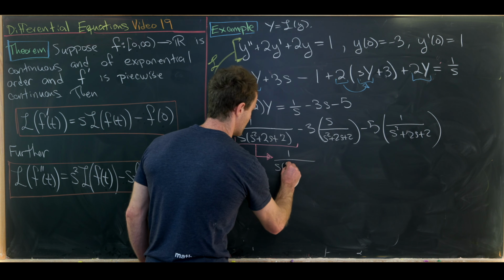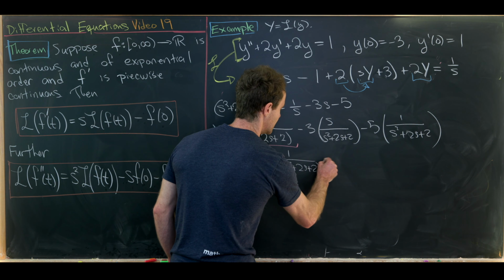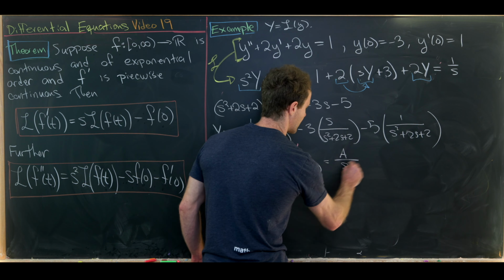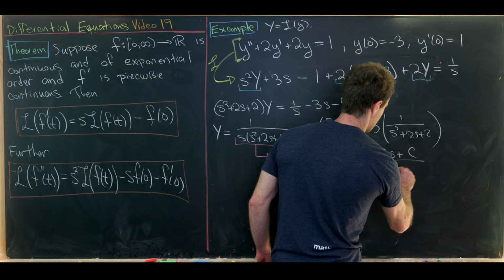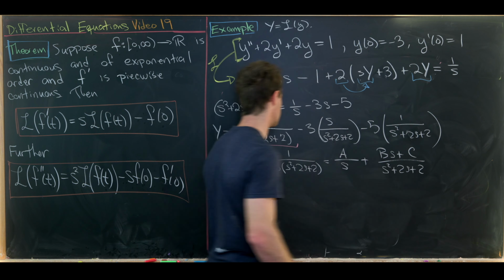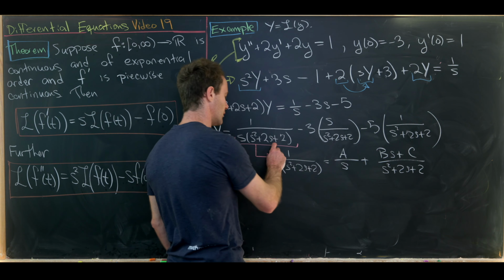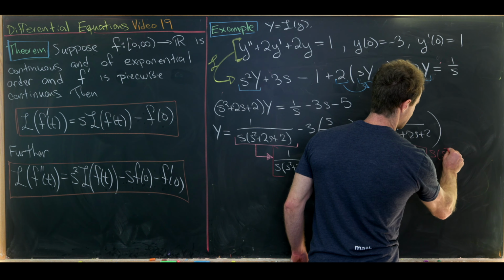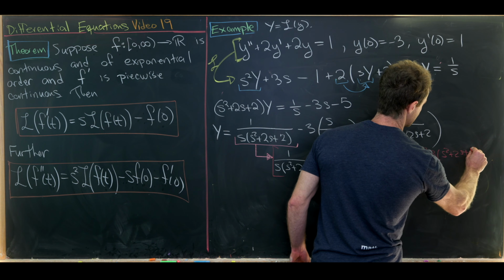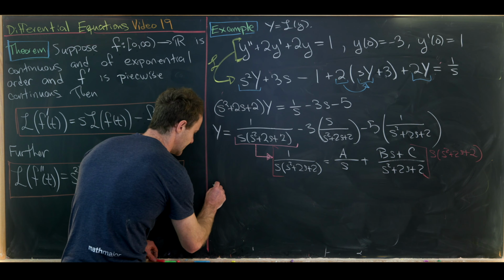So that means we'll take 1 over s times s squared plus 2s plus 2, and we'll split it up as A over s plus Bs plus C over s squared plus 2s plus 2. Again, we've got that irreducible quadratic. Now what we'll do is take this entire thing and multiply it by that denominator in order to clear this denominator out. That'll leave us with the following equation.